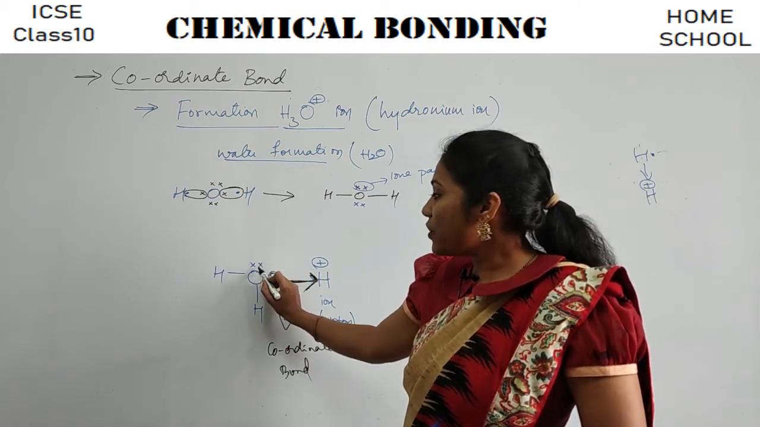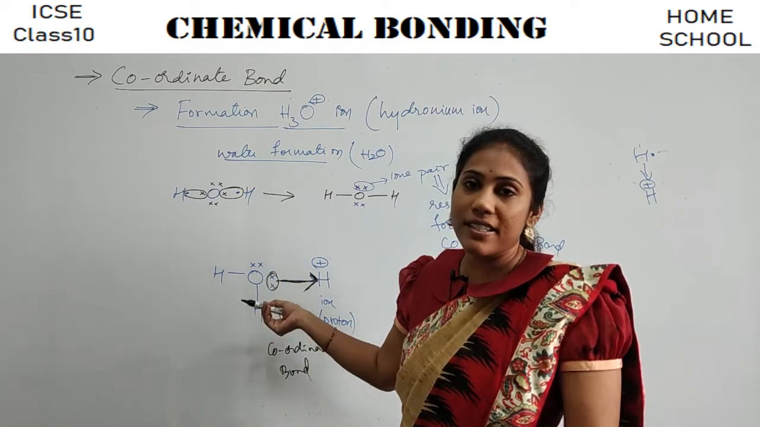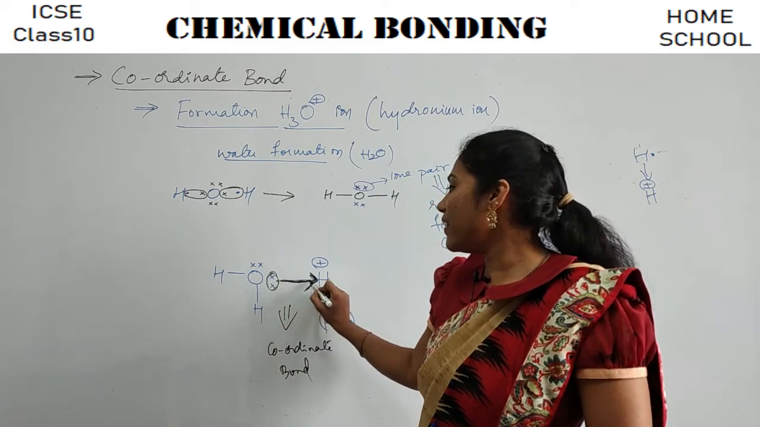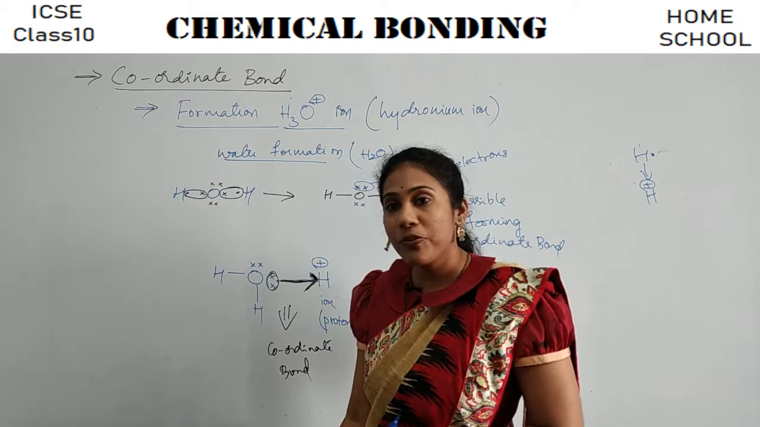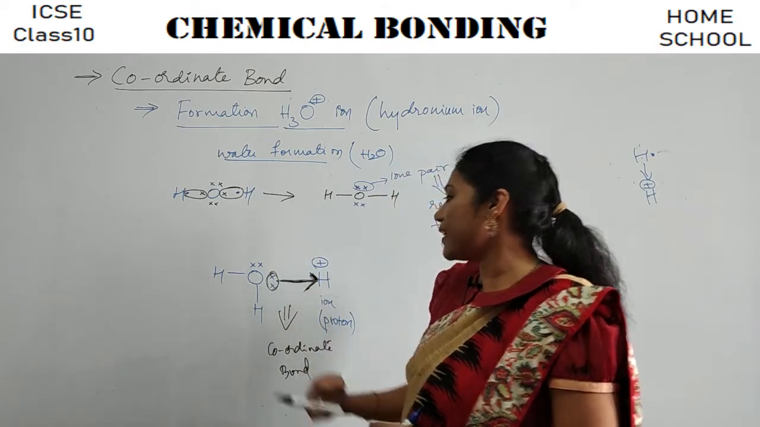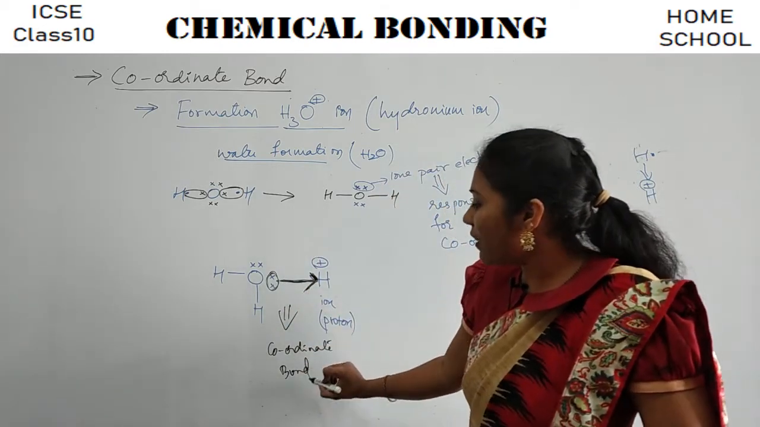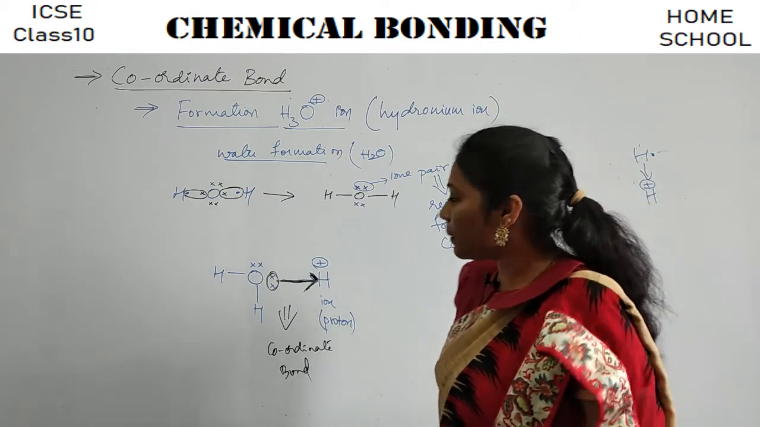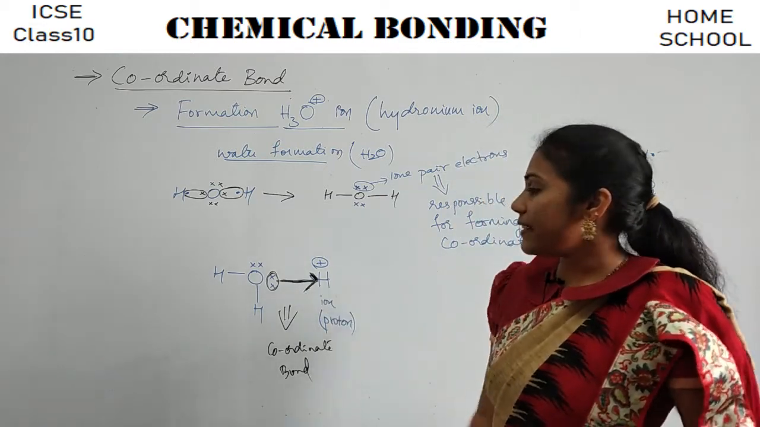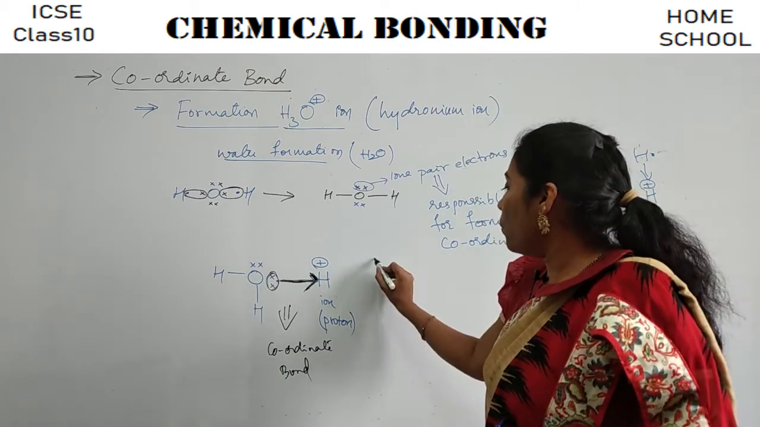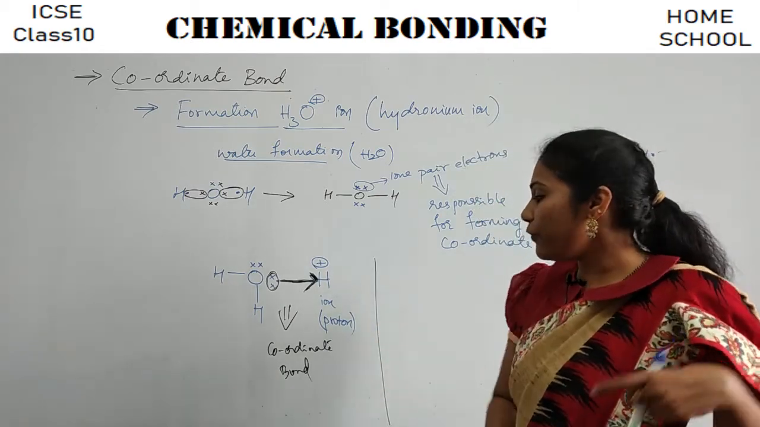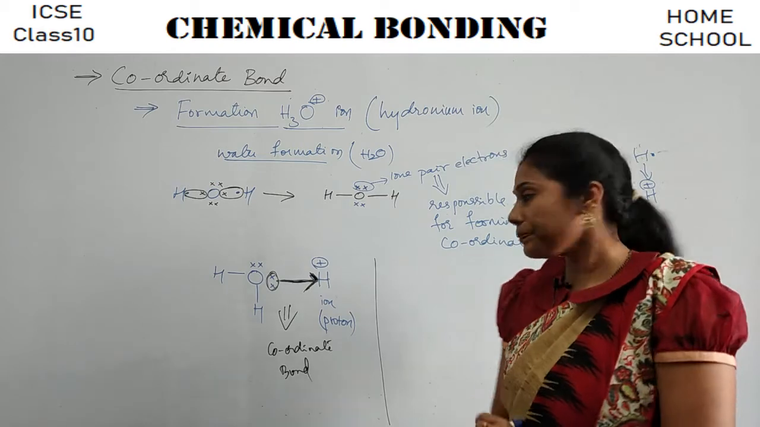Since the oxygen in water has more unshared electrons, 1 pair of electrons can be shared with H plus also. So if a bond has formed this way, such a bonding we call a coordinate bond, always represented with an arrow mark. Clear? So now what is the definition you can write for a coordinate bond?